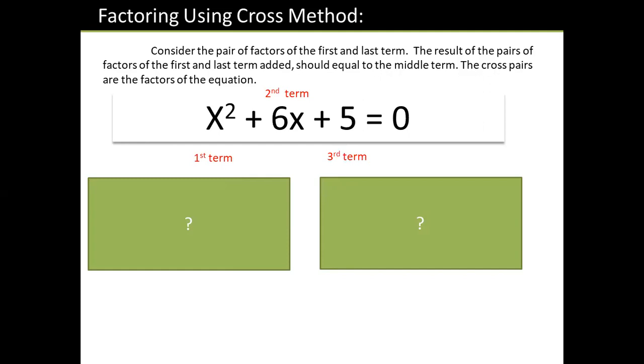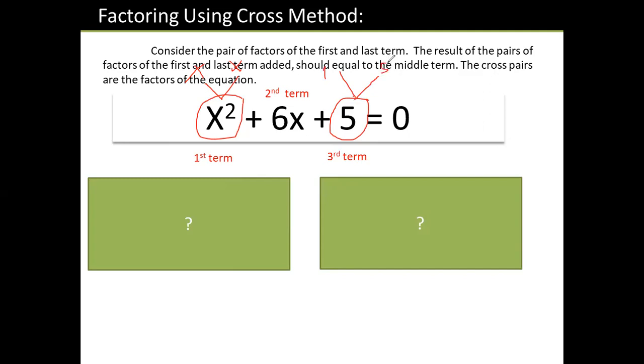Now, when we do factoring using the cross method, we will factor out the first term and the third term. So again, we will factor out the first term and the third term. In this one, if we factor it out, that will be x and x. And if we factor out 5, that could be 1 and 5, or negative 1 and negative 5.